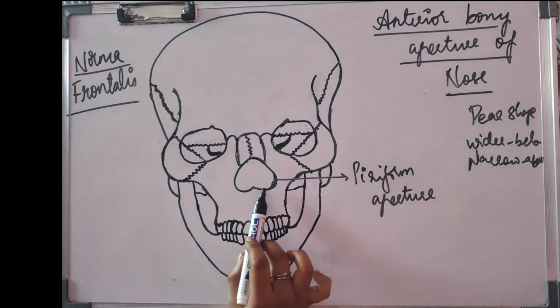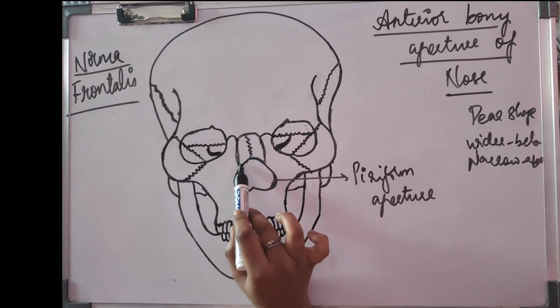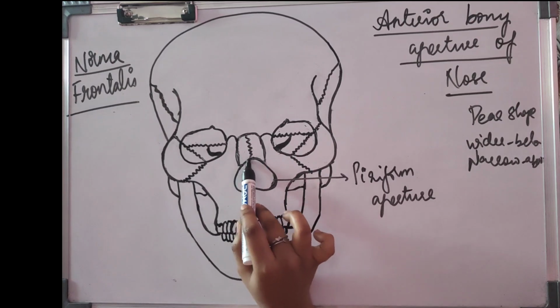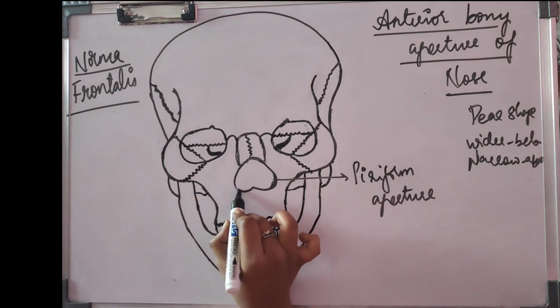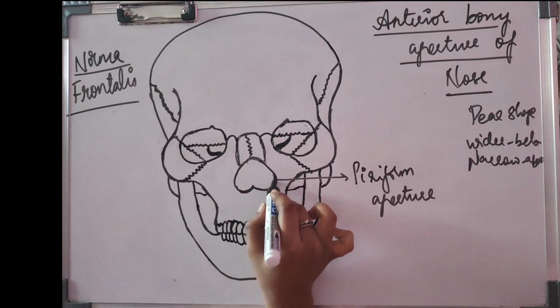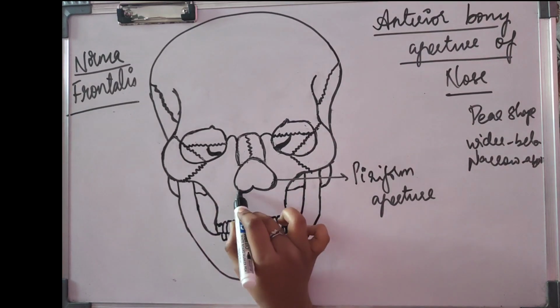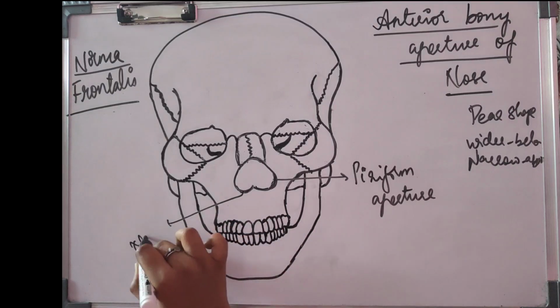And coming to the boundaries, you can see here this is the nasal bone. So above it is bounded by the lower border of the nasal bone, and below you can see these curved margins on the lower part of the piriform aperture, and these curved margins are known as the nasal notch.